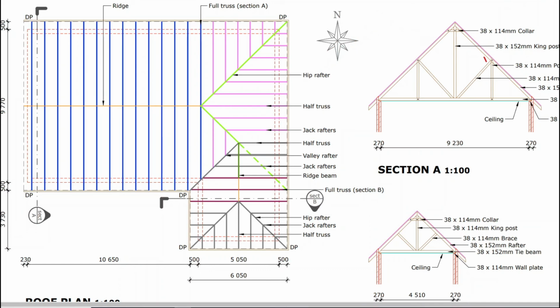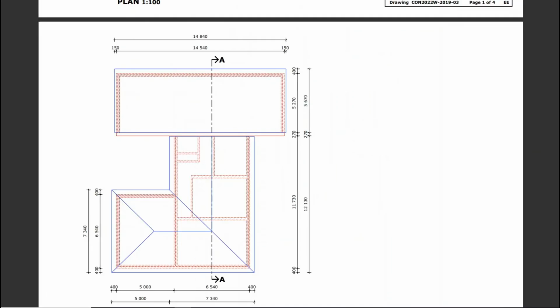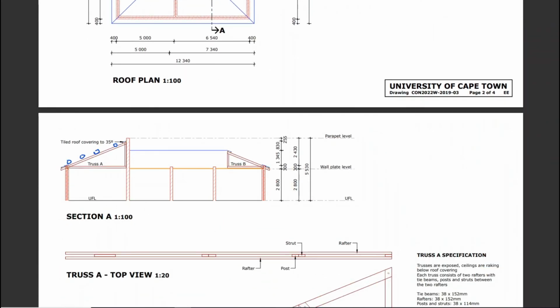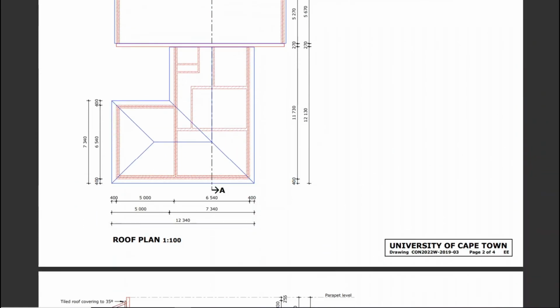So that is that. The last point is the parapet walls, flashings and double flashing scenario, which is the first time I've seen. And I wouldn't say it's too advanced. You just need to sort of think logically. Flashing is wherever brickwork meets your roofing cover. So all we're saying is, in the past, we've typically sort of focused on an end where there's just a parapet wall and your roofing.